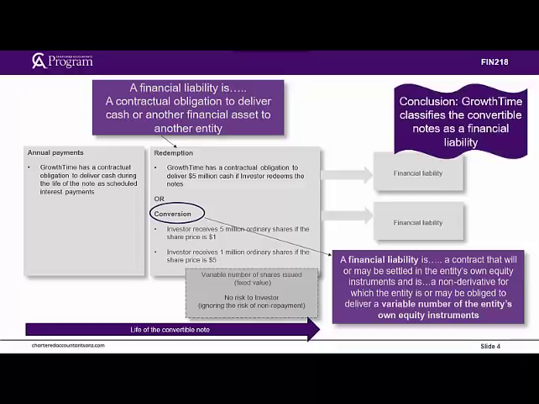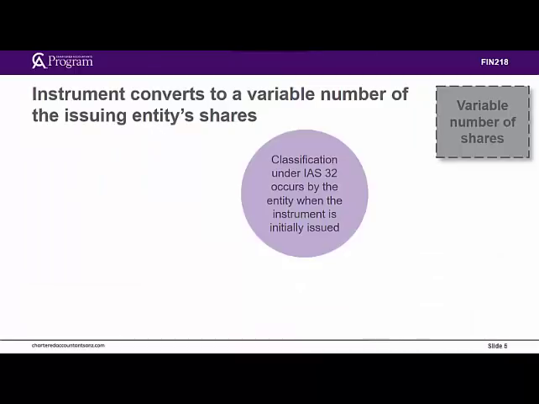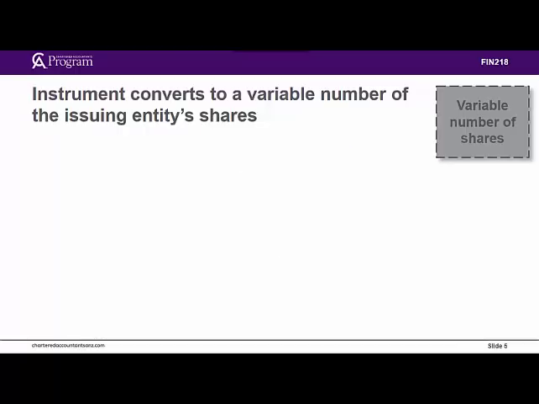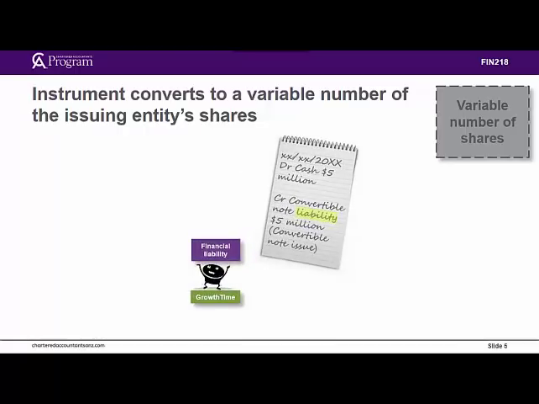So Growth Time will classify both the redemption and the conversion elements of these convertible notes as a financial liability. So when the notes convert to a variable number of the issuing entity's shares, they're going to be classified on initial recognition as a financial liability. So now Growth Time knows where to put the credit in its journal entry. It's going to take the credit to a liability account for those convertible notes.